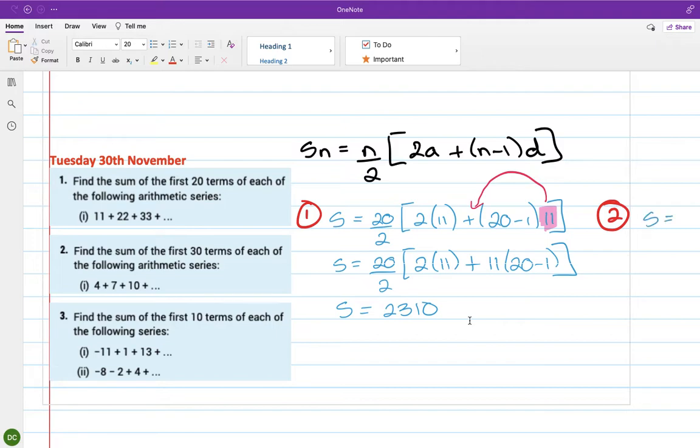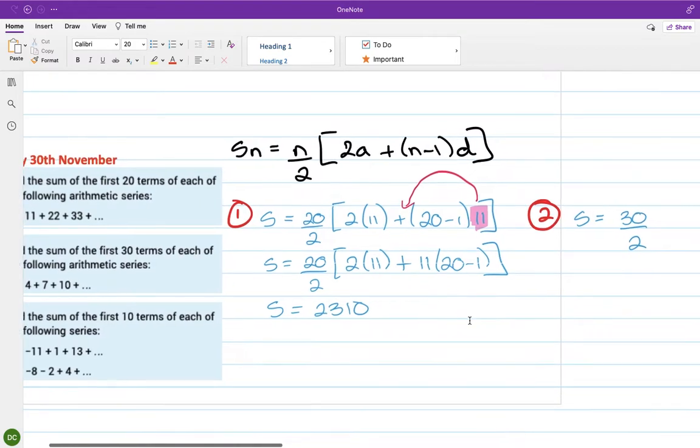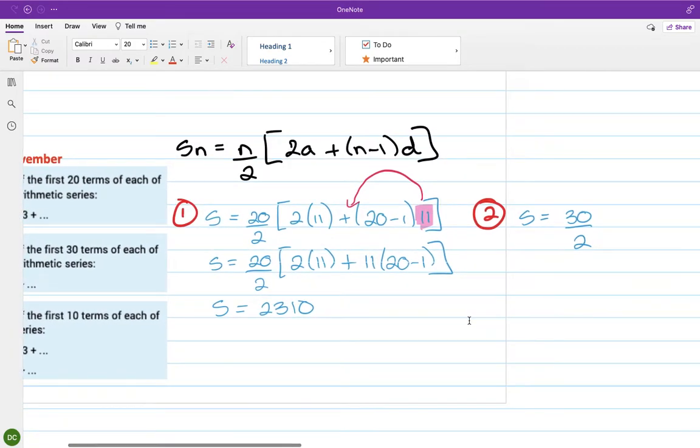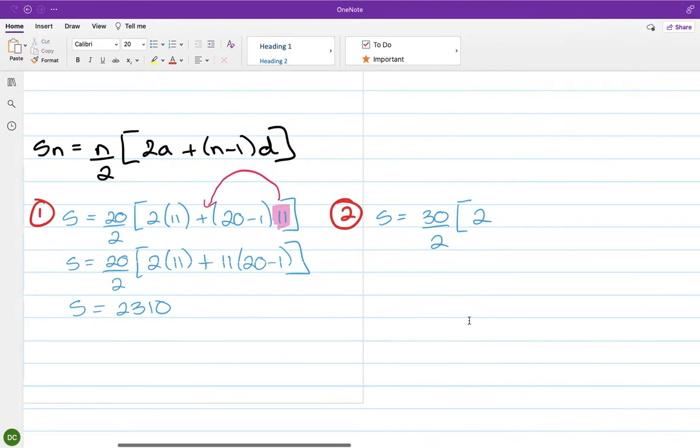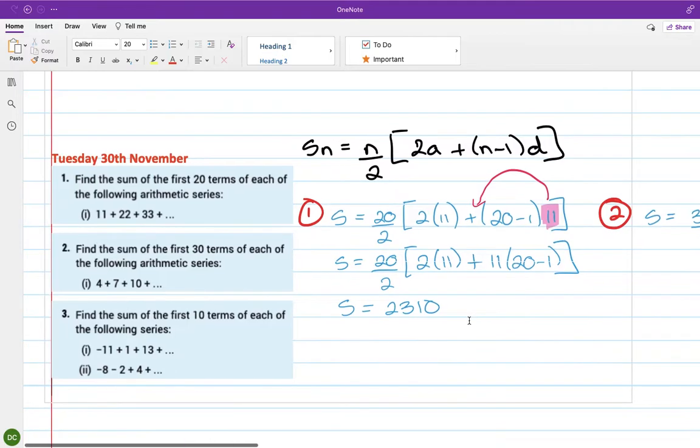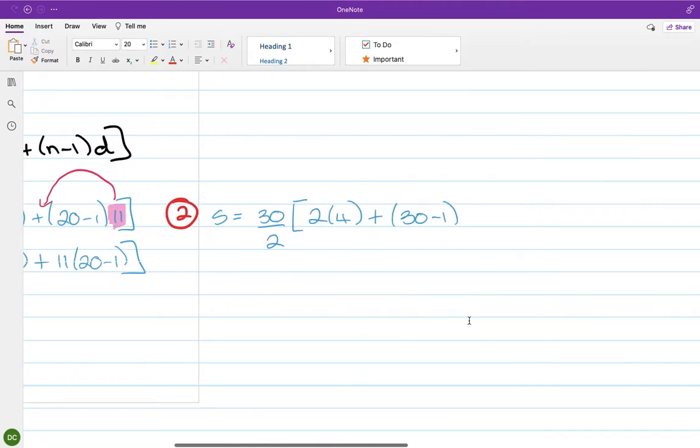This time n is 30. So 30 over 2, square bracket, 2 times a, and a in this one is 4, plus 30 minus 1, because n is 30. And the common difference here, what are we going up in? We're going up in 4, 7, 10. 3s.